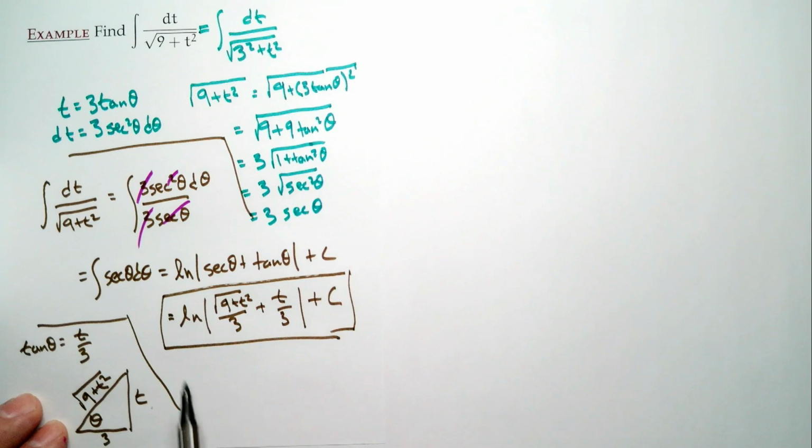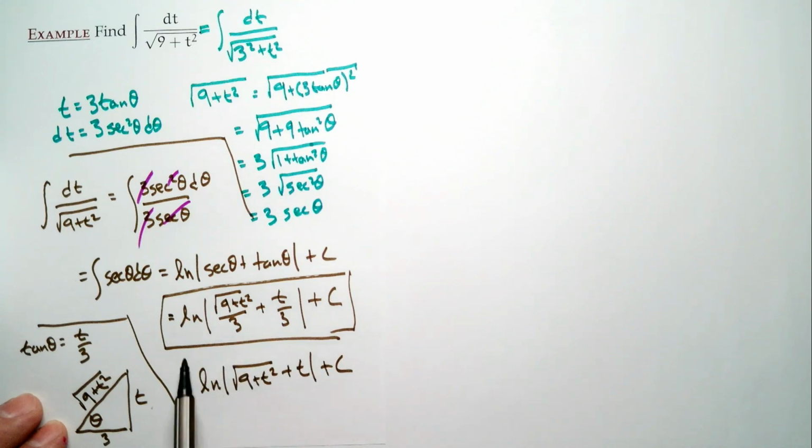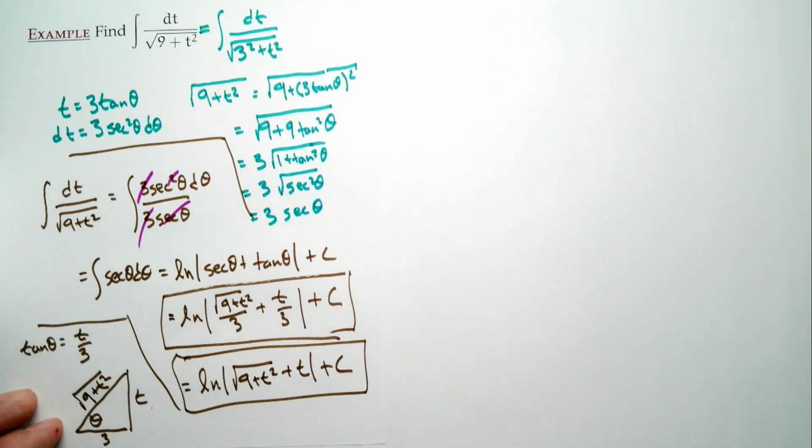Now, if you punch it into your calculator, it might say, hey, that's not the answer. This is the answer: log of square root of 9 plus t squared plus t plus c. All right, who's right? Us or the calculator? We're both right. Now you might say, but how is it possible that these are both right? Can you see why these are both equivalent answers?